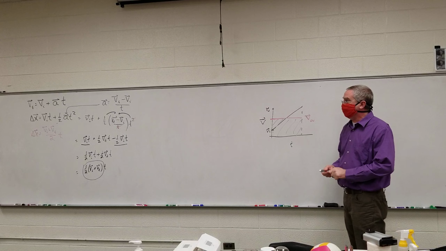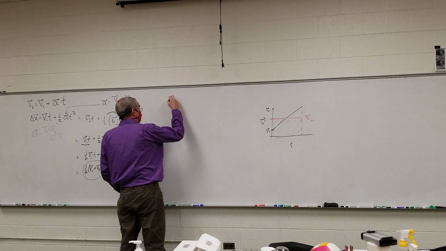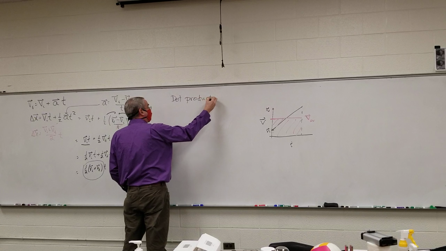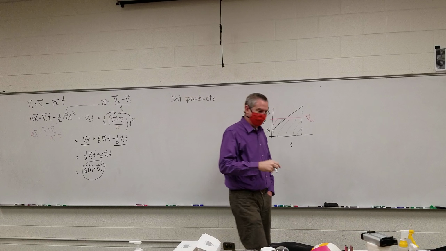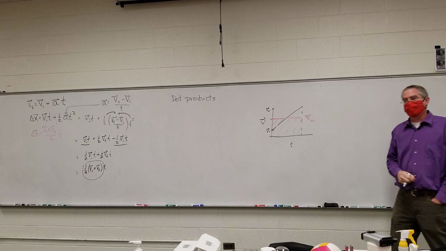All right, so the last one, let's talk about dot products. Because we've talked about adding vectors, and subtracting is just adding a negative, and a negative vector just points the other way. But we haven't really talked about multiplying.